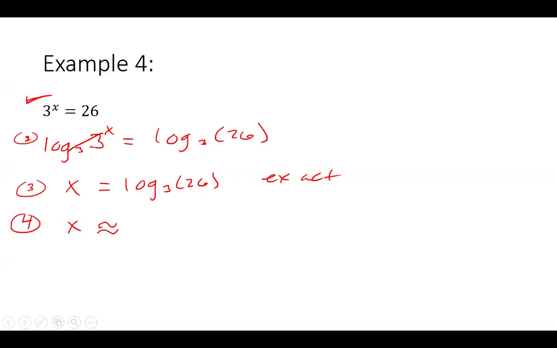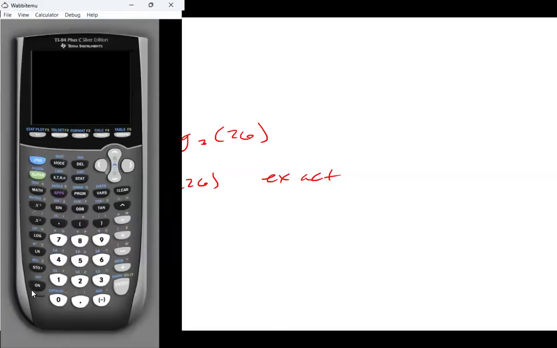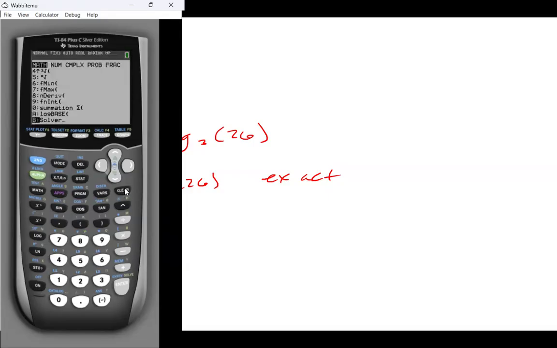So we all know I love Sylvie. So we're going to open up Sylvie. Turn her on. And I'm going to do alpha window 5. And it's log base 3 of 26. Hit enter. And I get that my approximate value is 2.966 or 2 and 966 thousandths.